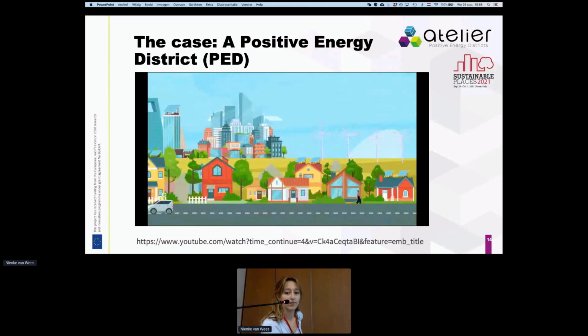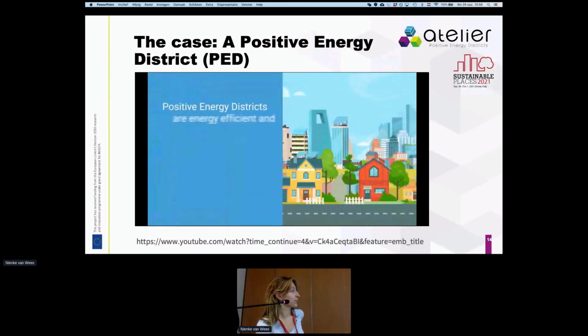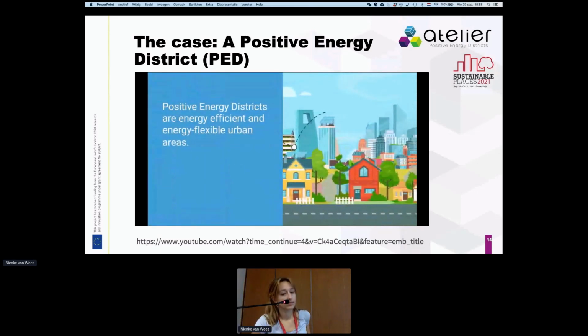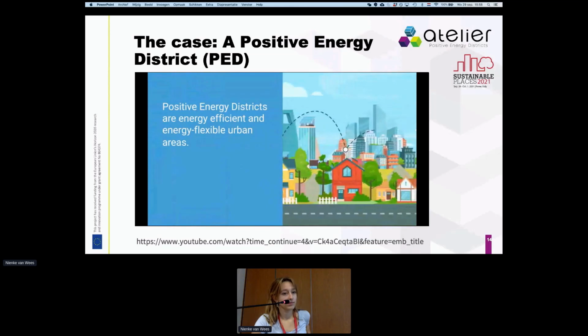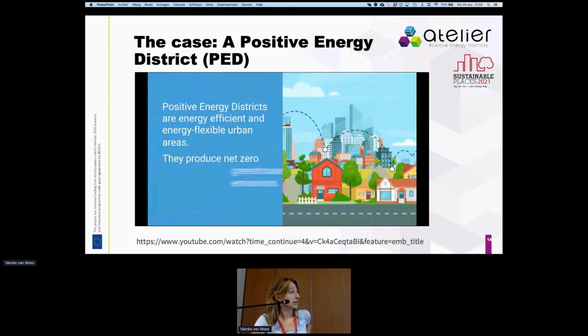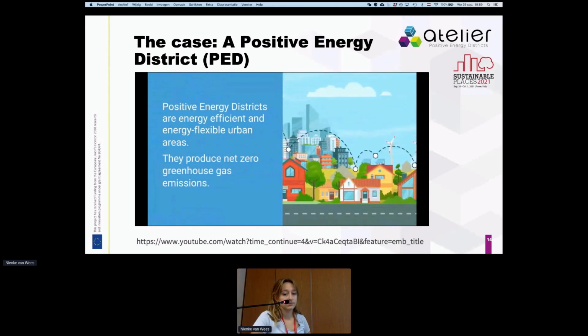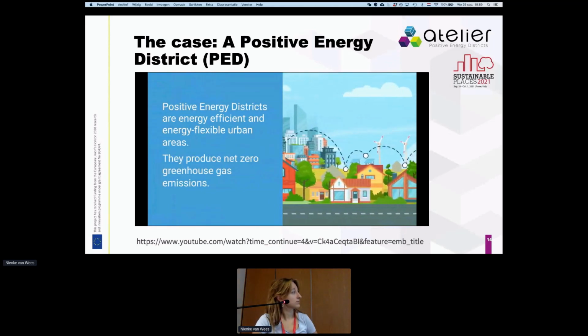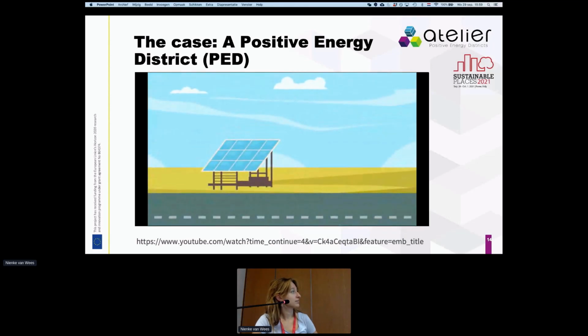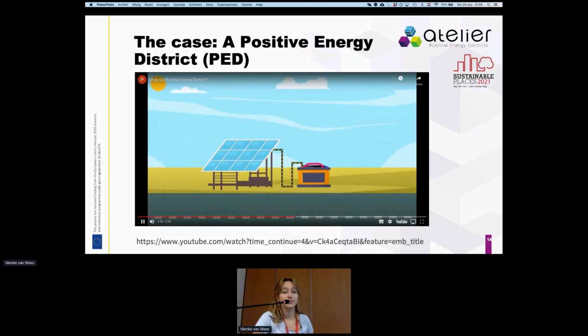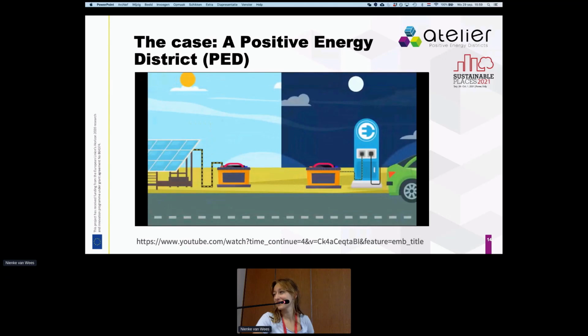Positive energy districts are energy efficient and energy flexible urban areas or groups of connected buildings. They produce net zero greenhouse gas emissions and actively manage an annual local or regional surplus production of renewable energy. The flexibility in the energy system allows the matching of local renewable energy production with energy demand through local energy storage. Photovoltaics produces electricity during the day, and electric vehicles need power to charge in the evening.